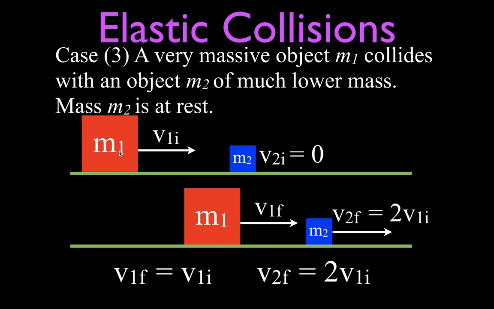Now, the fact that M1 doesn't change its velocity, and the fact that the velocity of M number 2 is twice the velocity of mass number 1 only occurs when there's a very large difference in the mass of the two objects. And like I said, 10, 100, maybe 1,000 times difference. Okay? The greater the difference, the closer it gets to be that this has its initial velocity the same as the final, and this is 2 times the initial velocity of mass number 1.